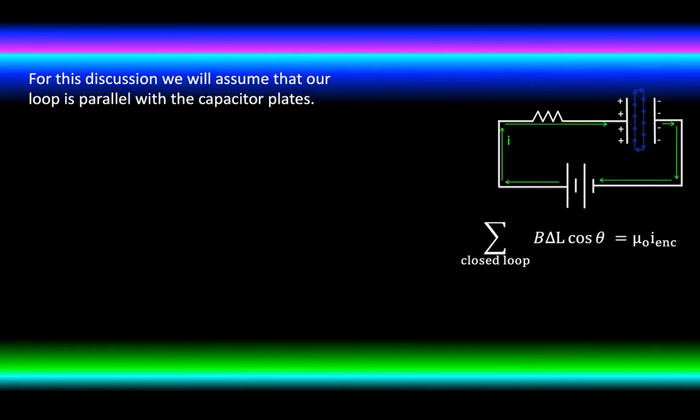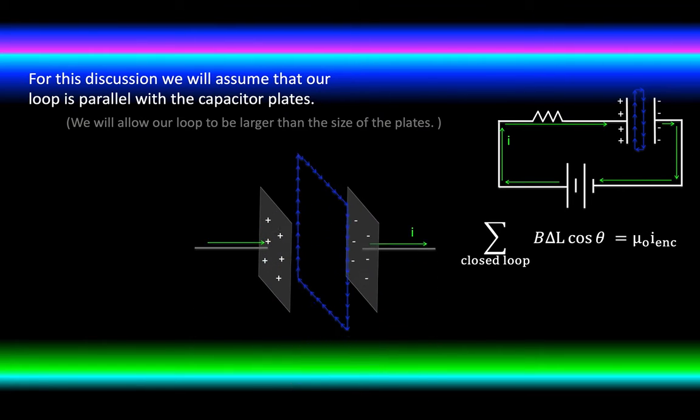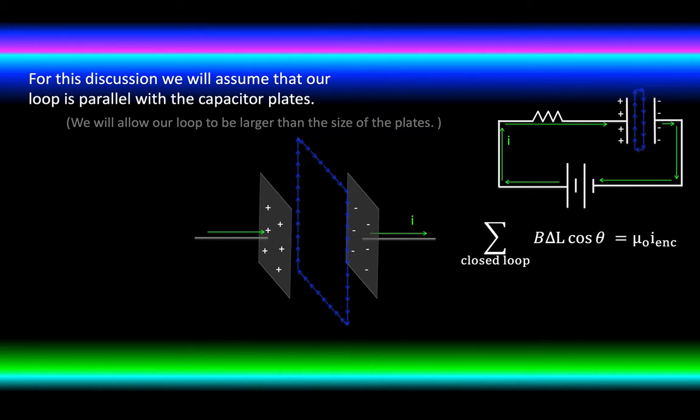Now, for this discussion, we want to make this discussion relatively simple. We're going to assume that the plane of our loop is parallel with the capacitor plates. We're going to allow our loop also to be larger than the circumference or perimeter of our capacitor plates. So a picture with perspective of what our loop really looks like is going to be something more like this. So we have our capacitor plates that are acquiring their positive and negative charges, and our loop is parallel with the plates but larger than them.